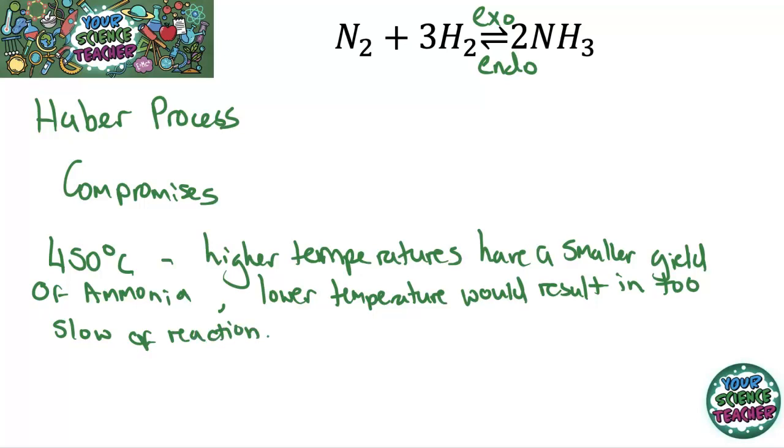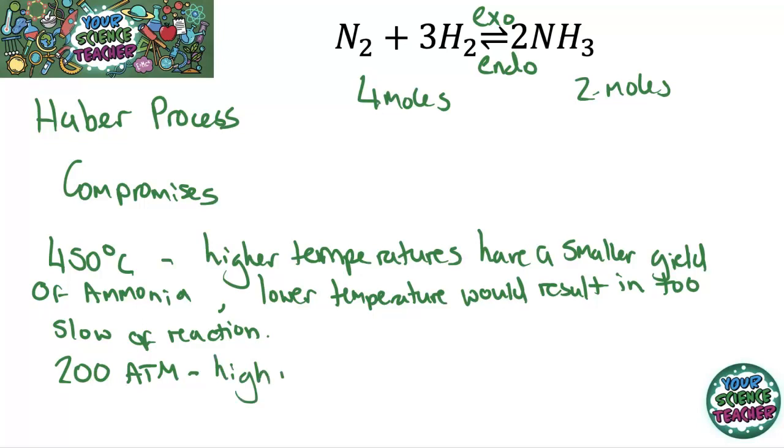The other thing you need to know is the pressure that this reaction is carried out at, and it takes place at 200 atmospheres of pressure. Now, the reason we choose this is because I have 4 moles of gas on this side of my equation and 2 moles of gas on this side of my equation. So I want to have a high pressure because then I will increase my yield. So high pressures increase the yield of ammonia.